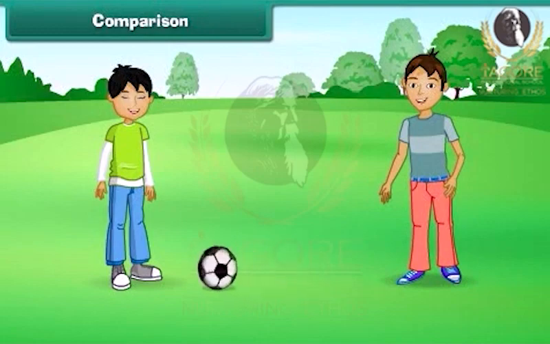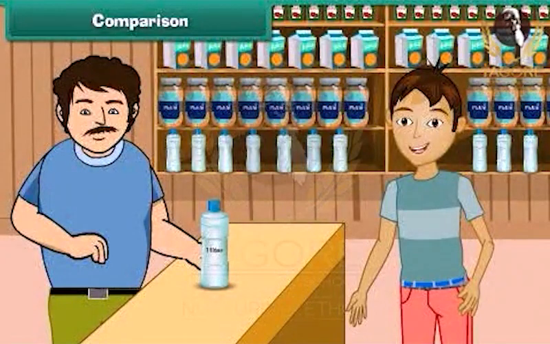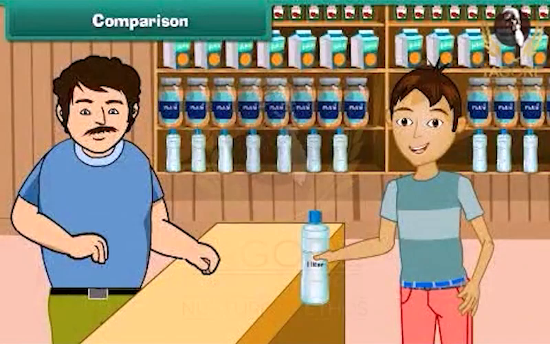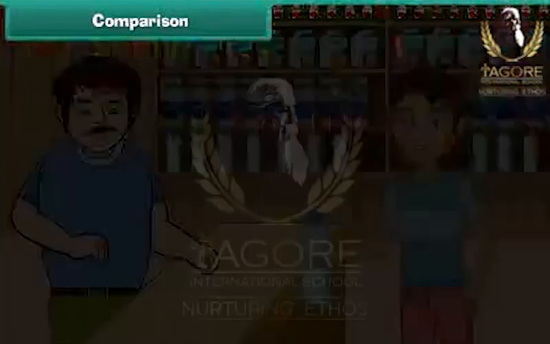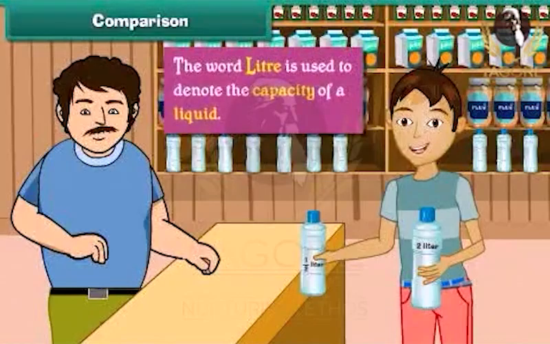Comparison. Rama was out on picnic. He felt thirsty. He went to a shop and purchased 1 liter bottle of water. This bottle can hold 1 liter of water. There were other bottles of different capacity. This one held half liter and that one held 2 liters of water. The word liter is used to denote the capacity of a liquid.